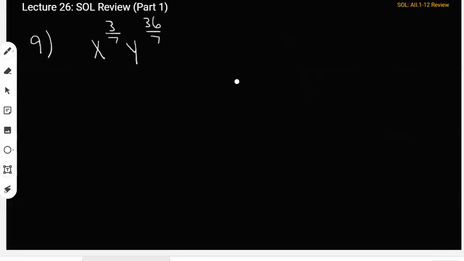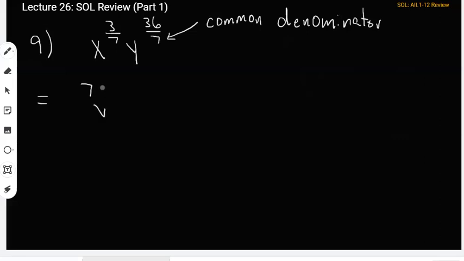So for this one, notice that I have a common denominator. That common denominator is 7. So when we write this as a radical, that 7 is going to become the index. What I mean by that is we're going to have a 7th root.